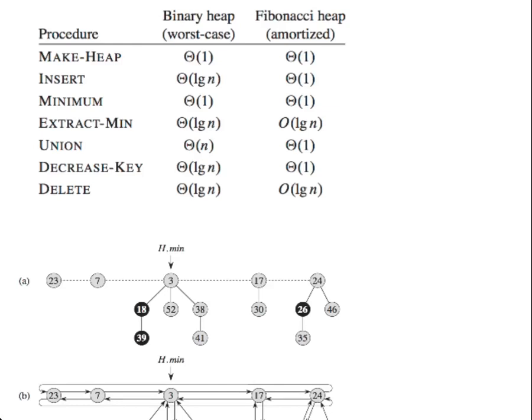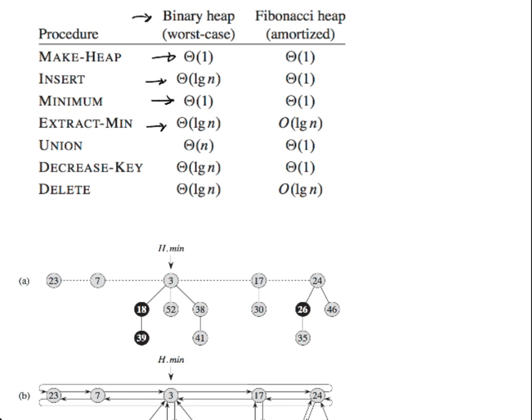Fibonacci heaps are a powerful data structure, and in this chart we can see why. Now, we've talked about binary heaps, and for them, make heap is constant time. Insertion is logarithmic, which is pretty good. Getting the min value is constant, and extracting the min is logarithmic.